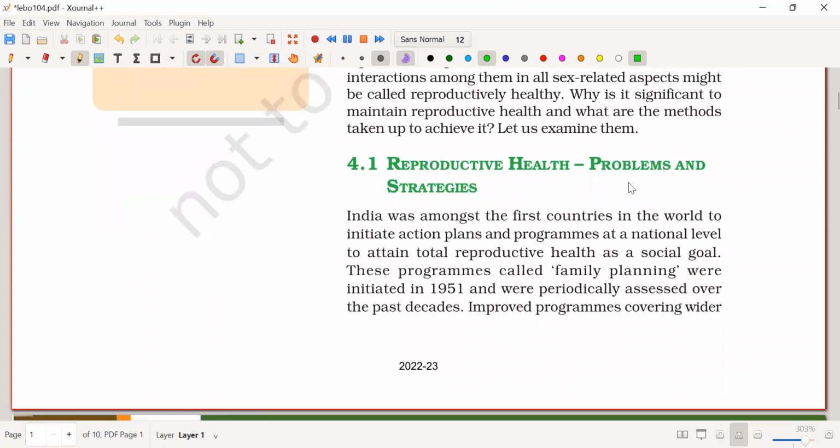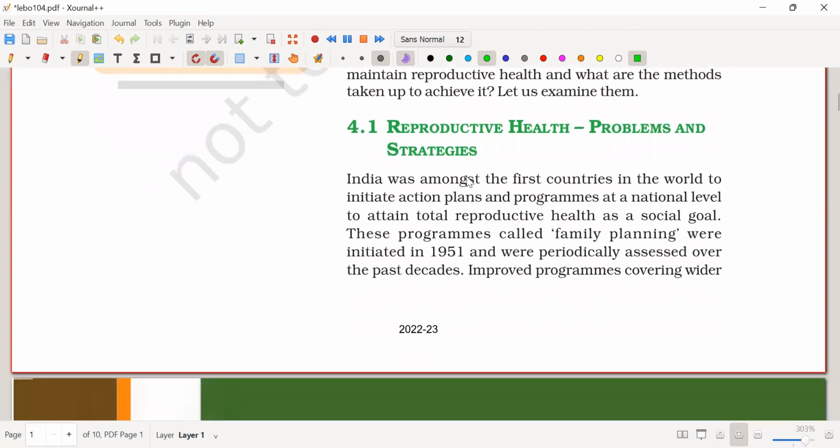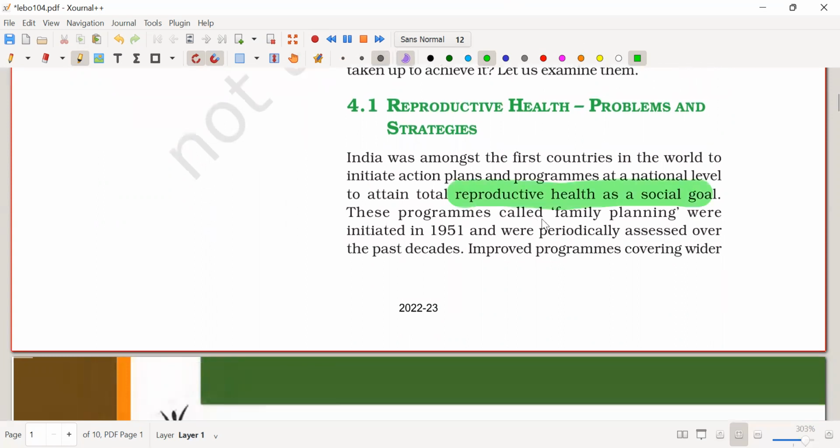Reproductive health problems and strategies. India was amongst the first countries in the world to initiate action plans and programs at the national level to attain total reproductive health as the social goal. This program, called family planning, was initiated in 1951 and was periodically assessed.